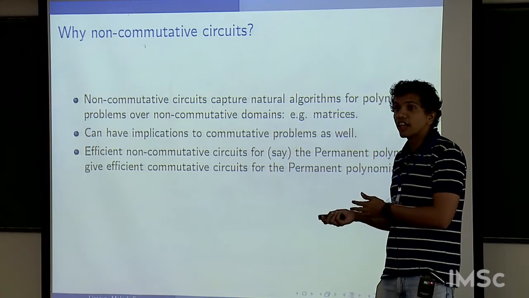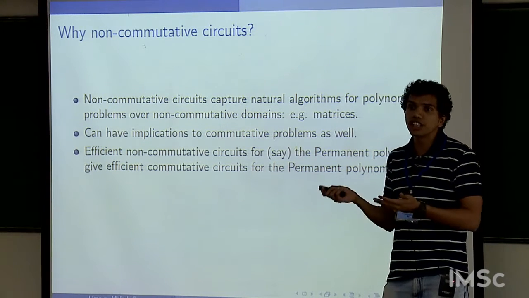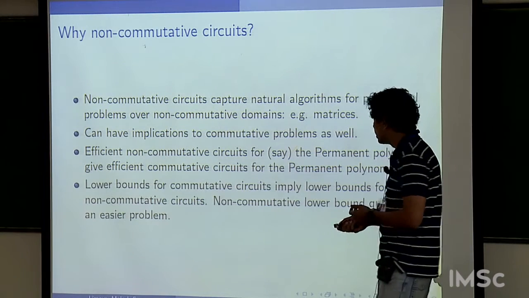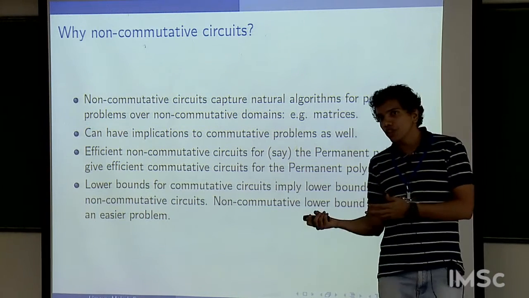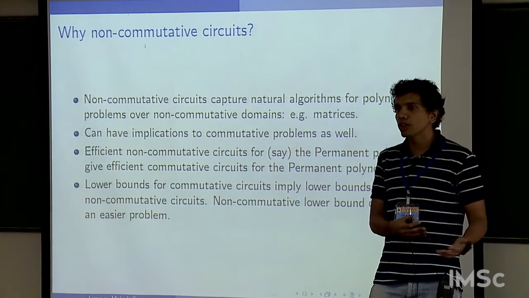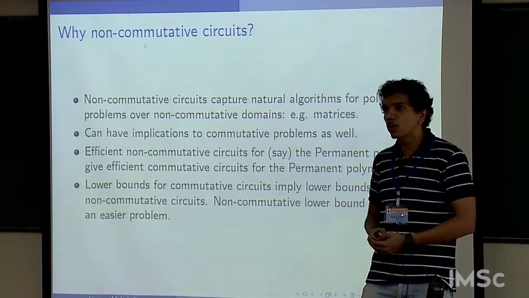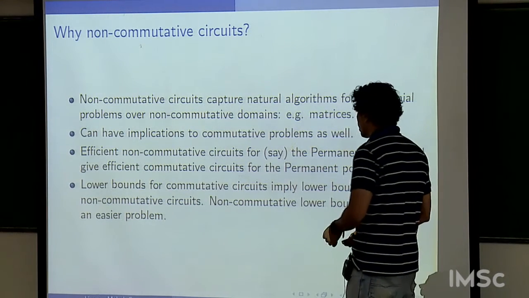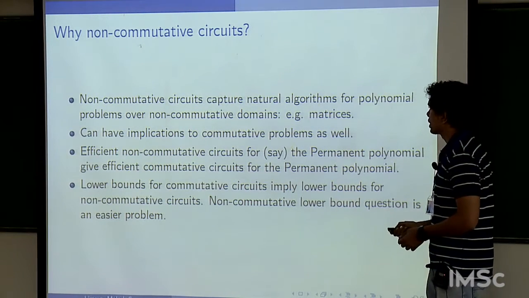are harder, and therefore lower bounds in the non-commutative setting should be easier. You're asking for more, so it should be easier to prove lower bounds, and that's the idea. So if you can prove lower bounds for commutative circuits, that in fact implies lower bounds for non-commutative circuits. So maybe looking at non-commutative circuits first is a good idea in order to get to commutative circuits. That's the general line of thinking.